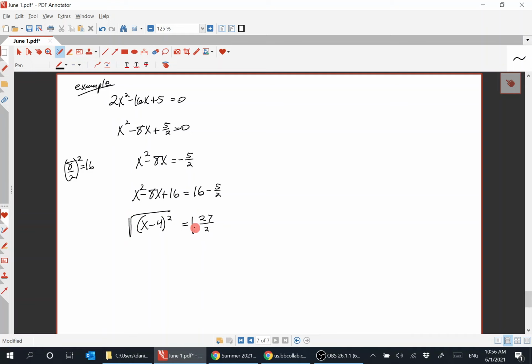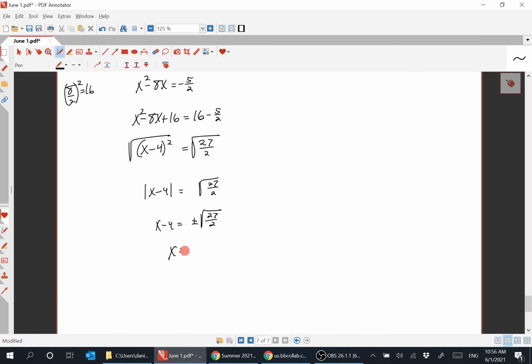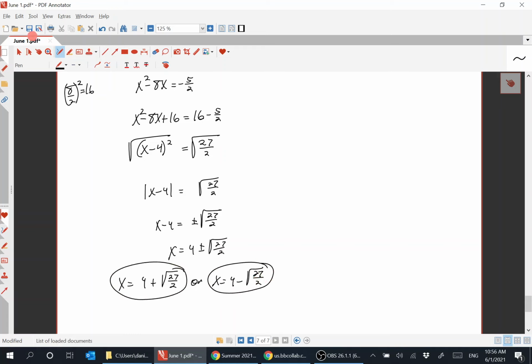Square root of both sides. Absolute value of x minus 4 is equal to root 27 halves. No way to really simplify that. So x minus 4 is equal to plus or minus root 27 over 2. So x is equal to 4 plus or minus root 27 over 2. So x is equal to 4 plus root 27 over 2, or x is equal to 4 minus root 27 over 2. And those are your two answers.